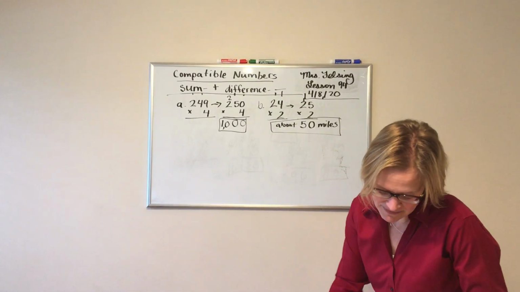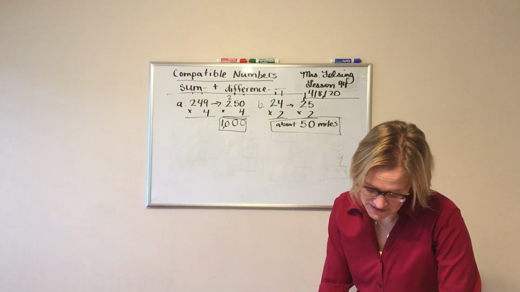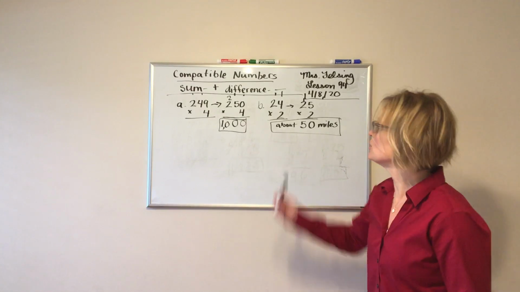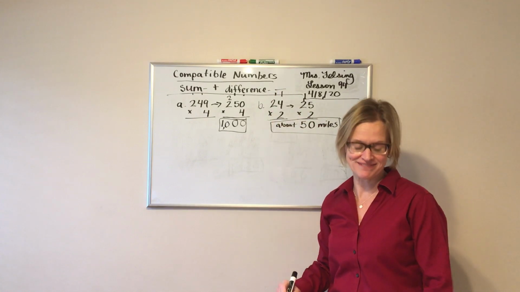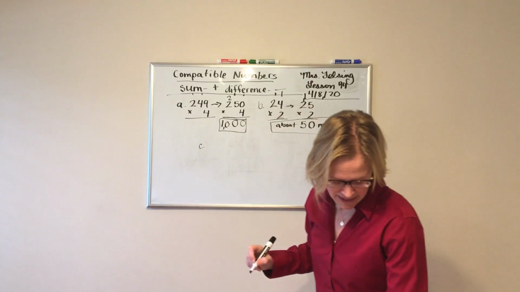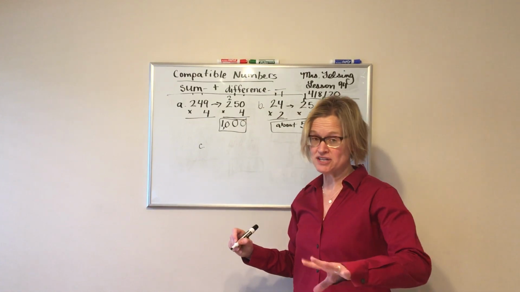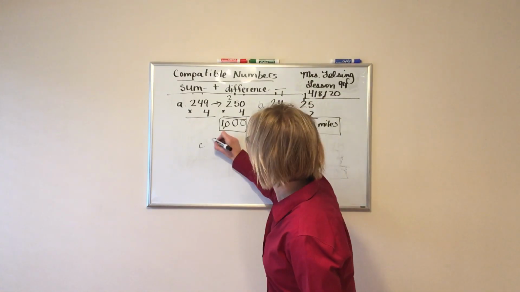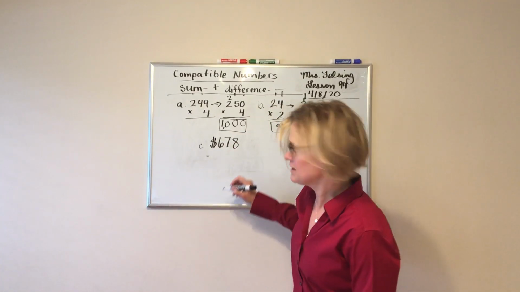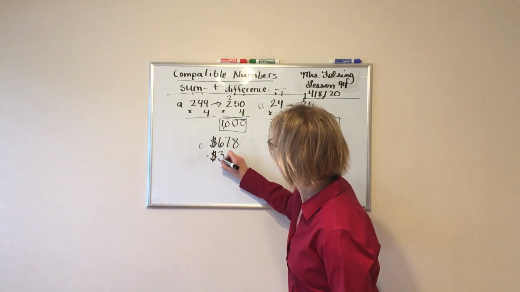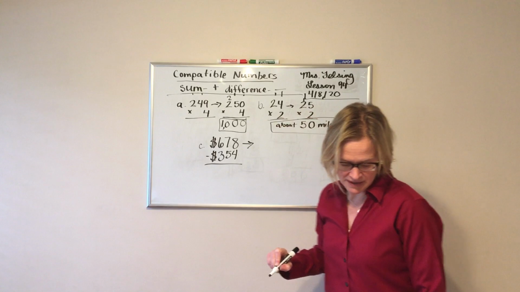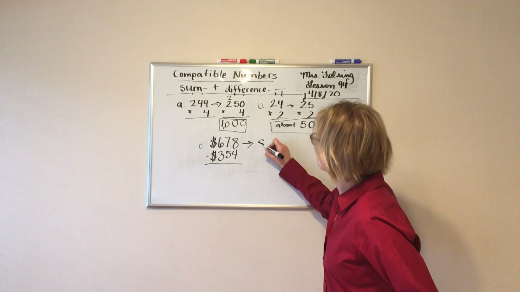Moving on to C. Estimate the difference of $678 and $354. Difference is subtraction. So we're going to take a look at letter C. And if we're doing subtraction, we want to start with the bigger number. So we have 678 minus 354. Now, we want to use our compatible numbers.